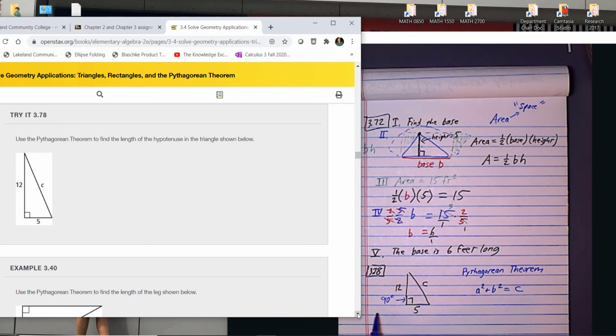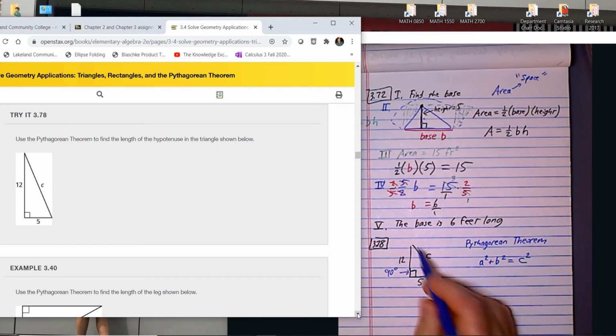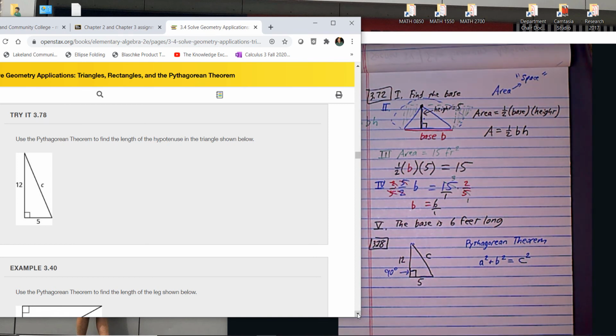And what the theorem says is that if you have a triangle that has a 90-degree angle in it, a right angle, then this formula holds: a squared plus b squared equals c squared. And a, b, and c are the lengths of the sides, and the only thing you have to remember is that the c is the longest side, which will always be across from the biggest angle, the 90-degree angle. So this only works if you have a 90-degree angle.